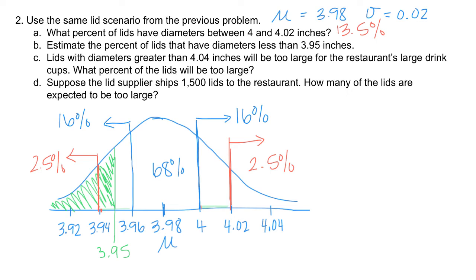So now what I have is 16% is everything less than 3.96, and 2.5% is everything less than 3.94. I want everything less than 3.95, which is between those two. We're just going to estimate; any number that you estimate between 2.5 and 16 is fine for now. So I'm estimating about 7%.